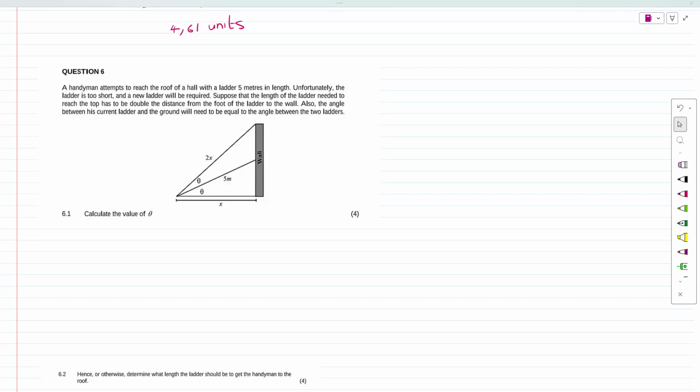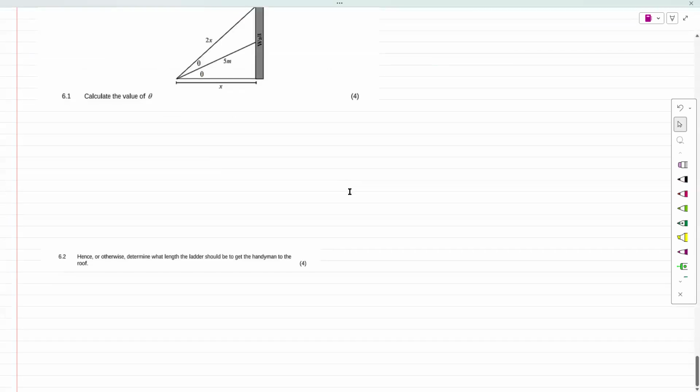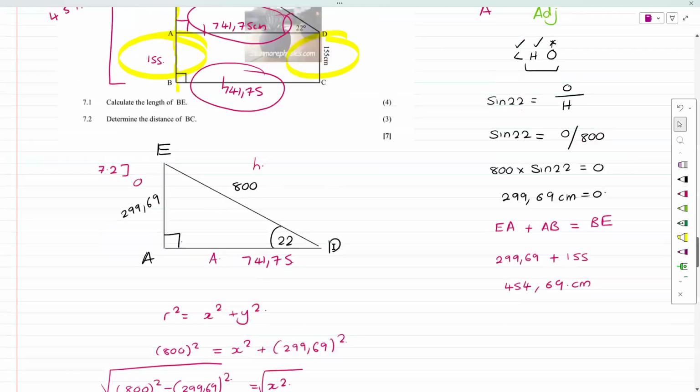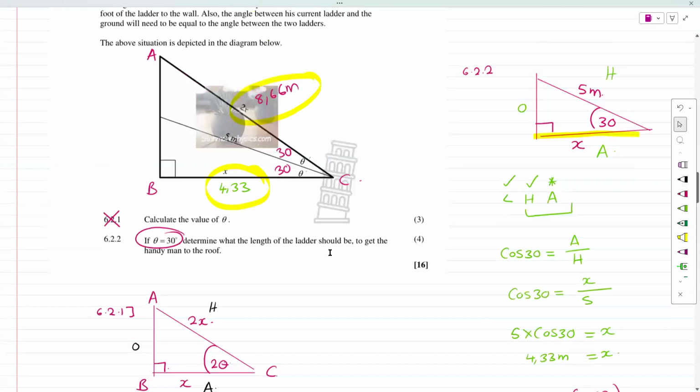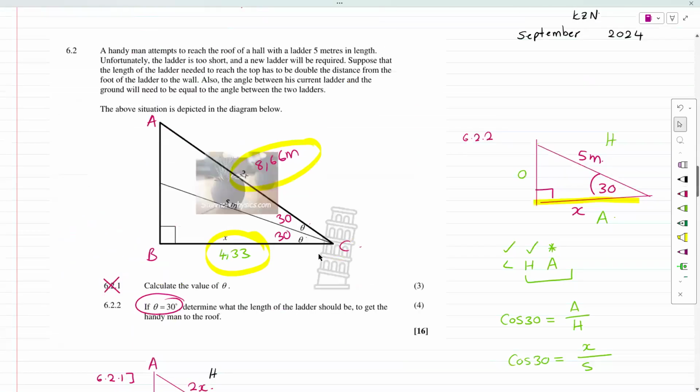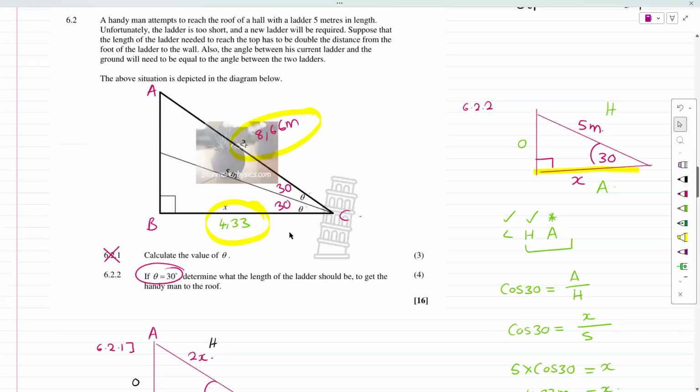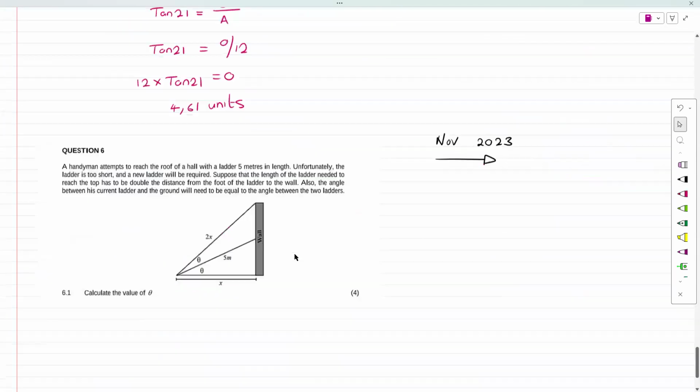This is November 2023. Okay. Now this question is exactly the question that we went over. Sometimes we need to learn that the questions might look a little bit different, but look at this. September 2024 is the exact question. So we'll skip this question.